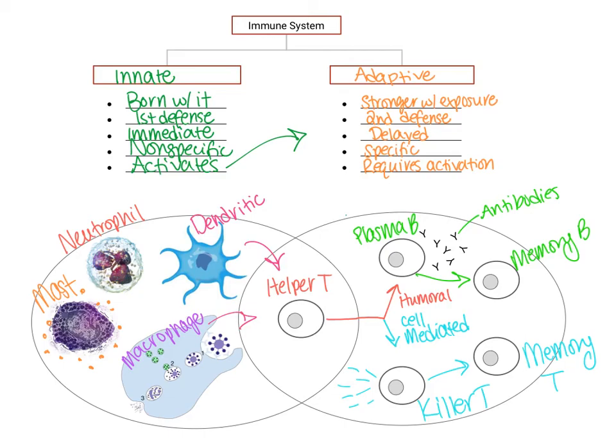So similar to the memory B cells, if you get exposed to the exact same pathogen again, your memory T cells will immediately start producing these chemical projectiles to cause the explosion of any infected cells. Again, we'll learn more about this process in a couple of days, but I just want you to recognize that plasma B cells and killer T cells are part of the adaptive immune response.